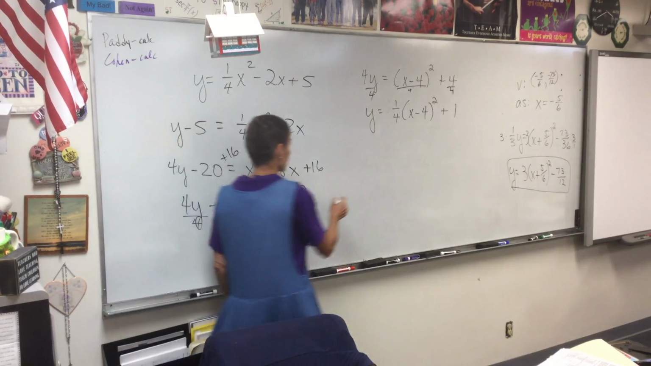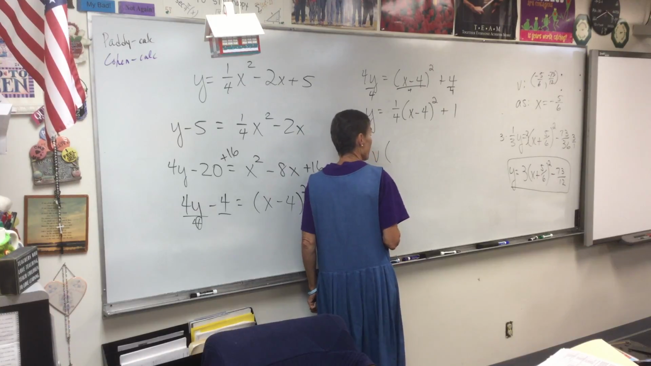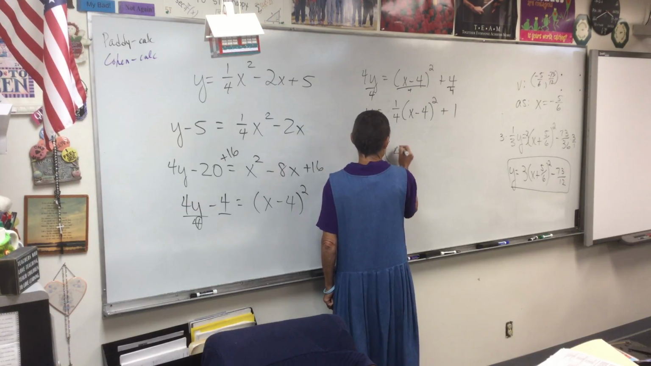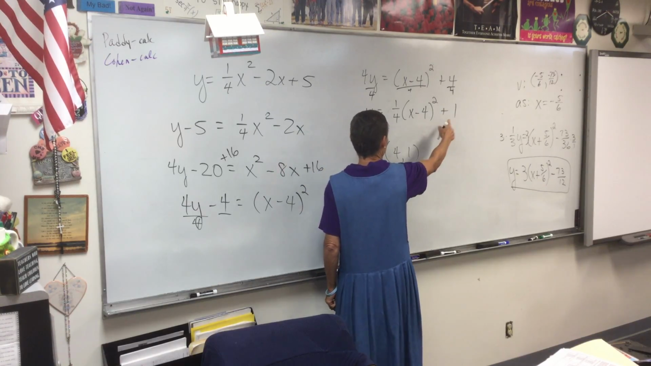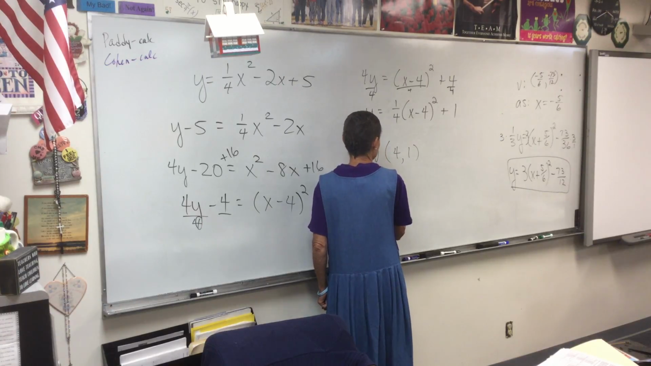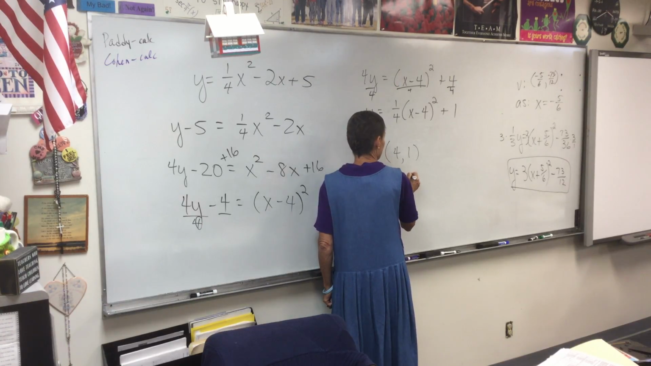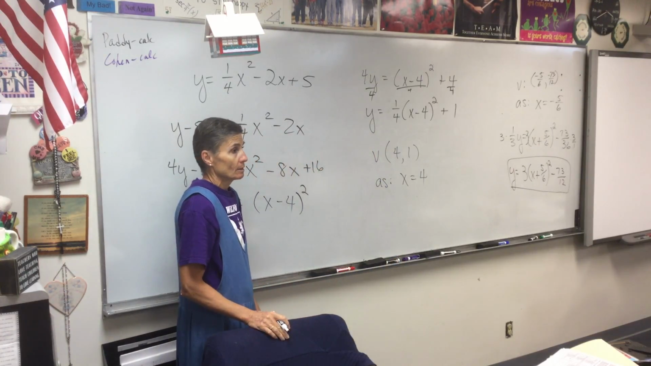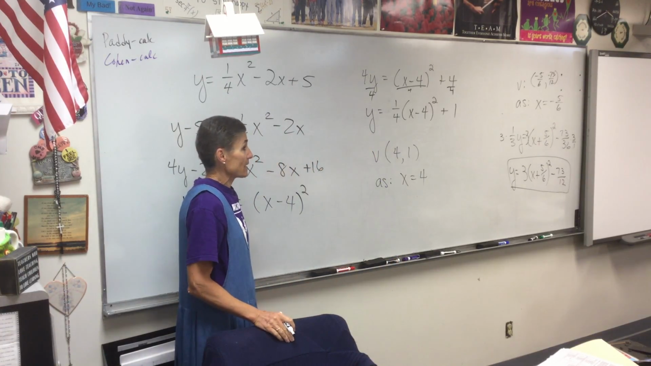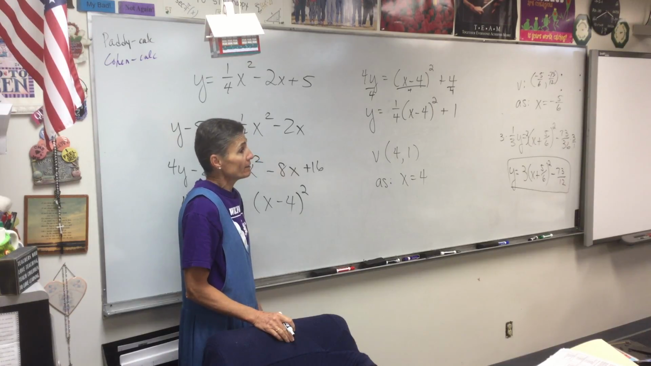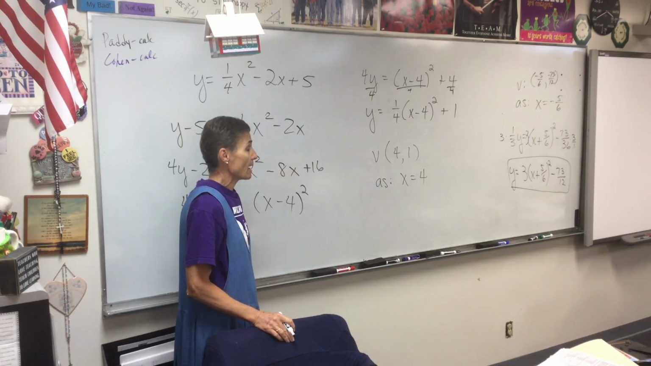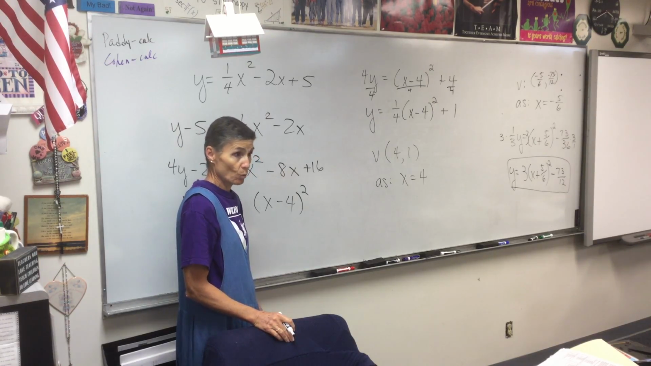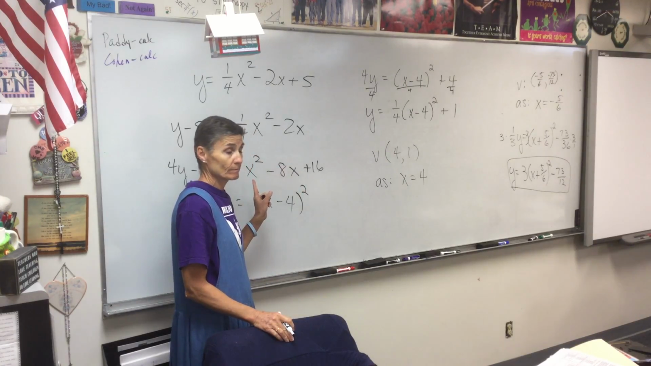So where's my vertex? That was our goal. Vertex is at 4, 1. Very good. We went right 4, up 1, and our axis of symmetry is x equals 4. Perfect. Now there's a section in the homework for 2.1 that says find the vertex and axis by completing the square, and that's what you do.